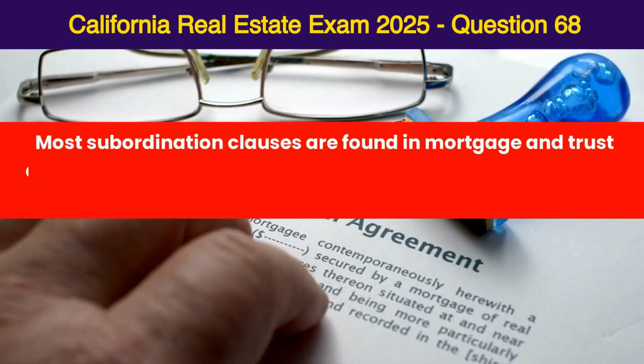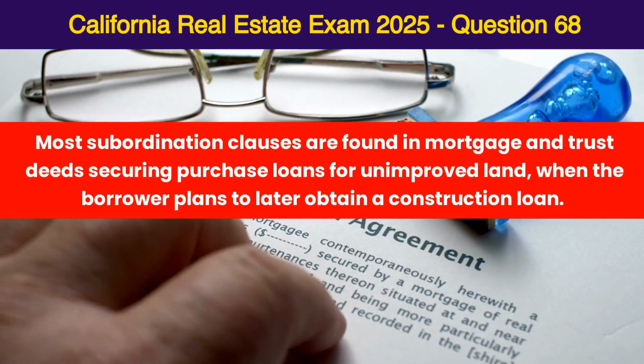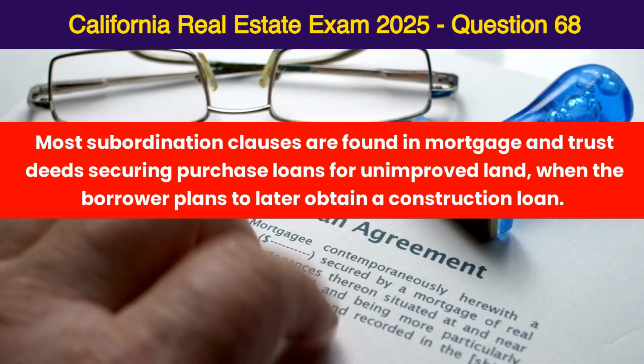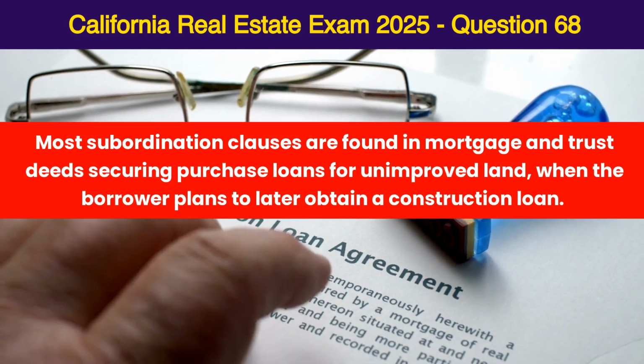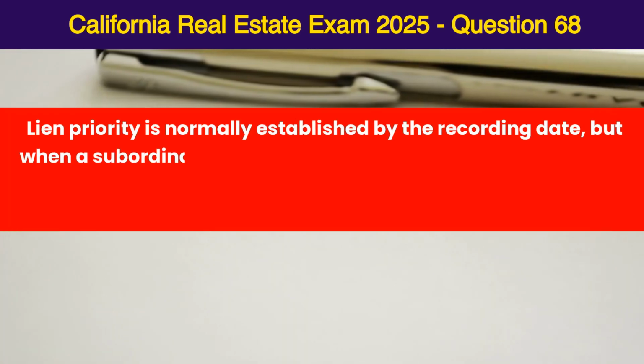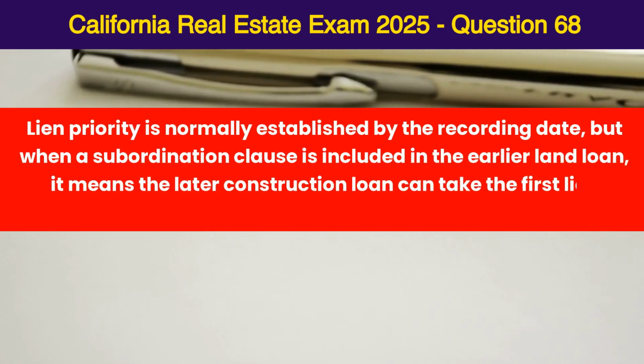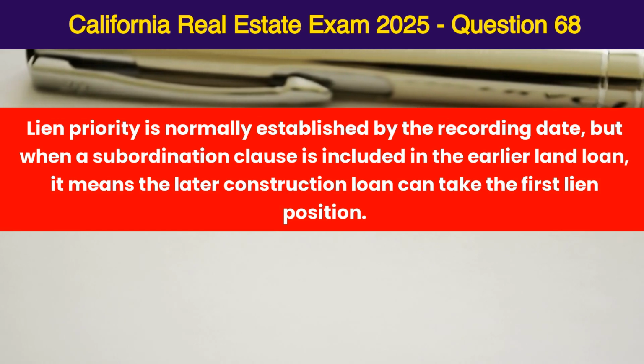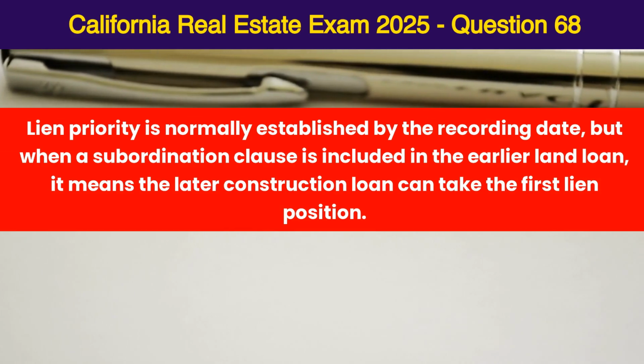Most subordination clauses are found in mortgage and trust deeds securing purchase loans for unimproved land when the borrower plans to later obtain a construction loan. Lien priority is normally established by the recording date, but when a subordination clause is included in the earlier land loan, it means the later construction loan can take the first lien position.